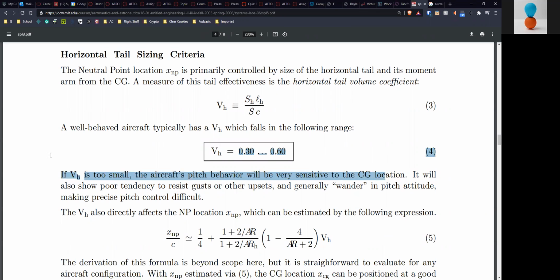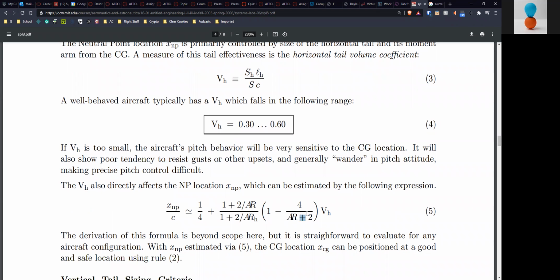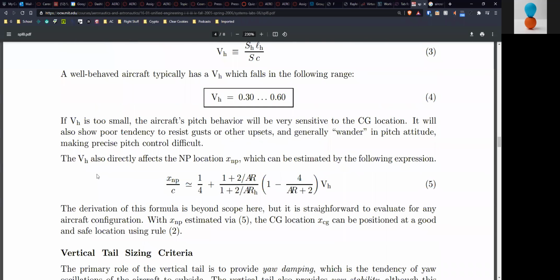Smaller basically means less stable and bigger means more stable. And that goes into figuring out your neutral point, which means you can also decide a neutral point if you want, or at least you can decide a static margin and then factor that in there.